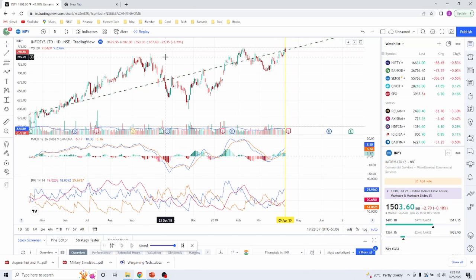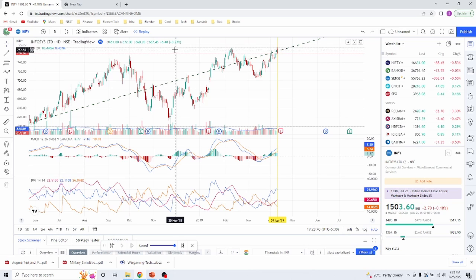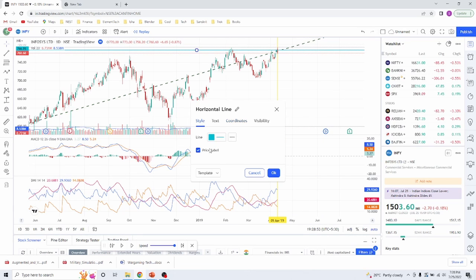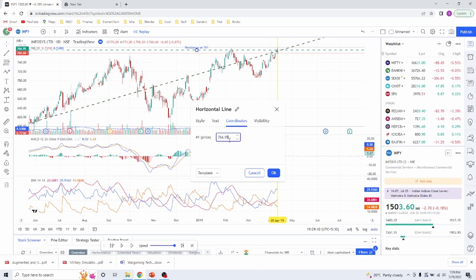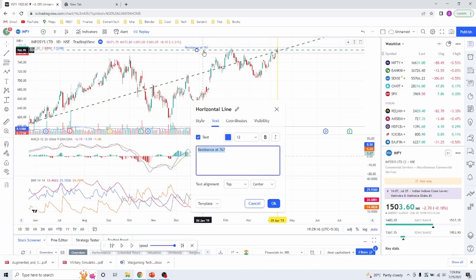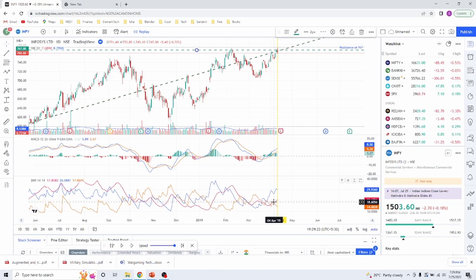If you look at this level around, let's say, 767, there is a good amount of resistance. So I will press Alt H here and go to the settings. I'll go to style, make this dark green, make it a dashed line, and mark that there is a resistance at 767. Then I will go to the coordinates and make this 767. Then I will go to the text again and ensure that the tag is at the top, not at the center, but at the right. Okay, so here's your tag, resistance on 767, and hit OK.